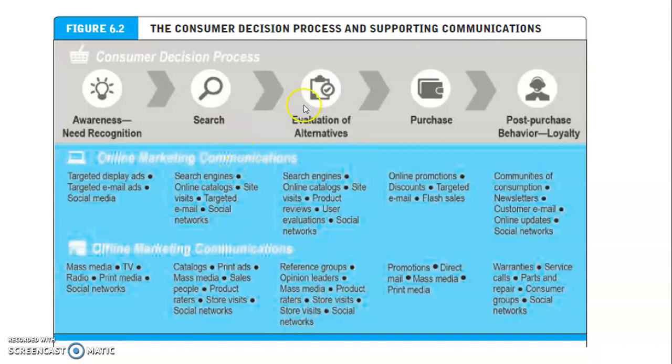If we see the third stage, that is evaluation of alternatives, under offline purchasing, the reference groups, the opinion leaders whom we seek advice from before buying a particular product, the mass media, the product raters, the in-store visits, and social networks are the important factors which help us evaluate the alternatives available to us.